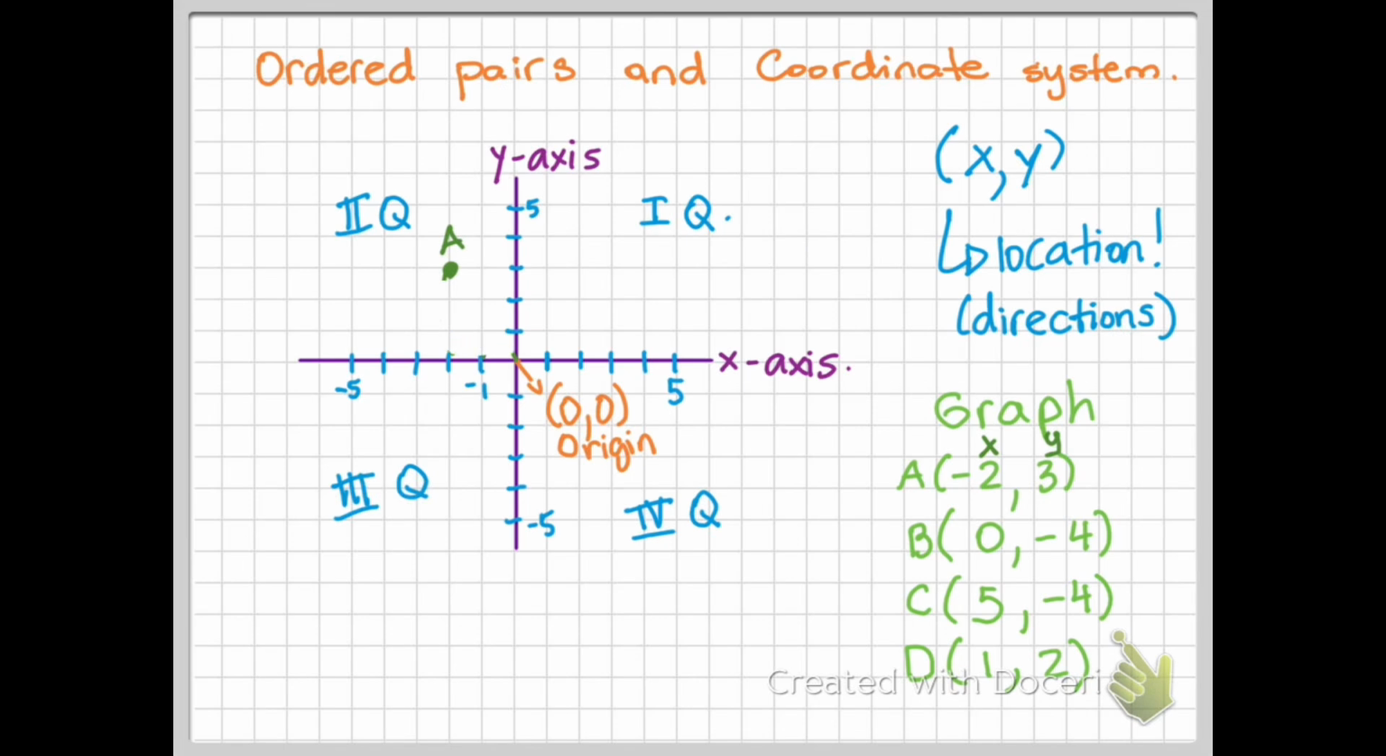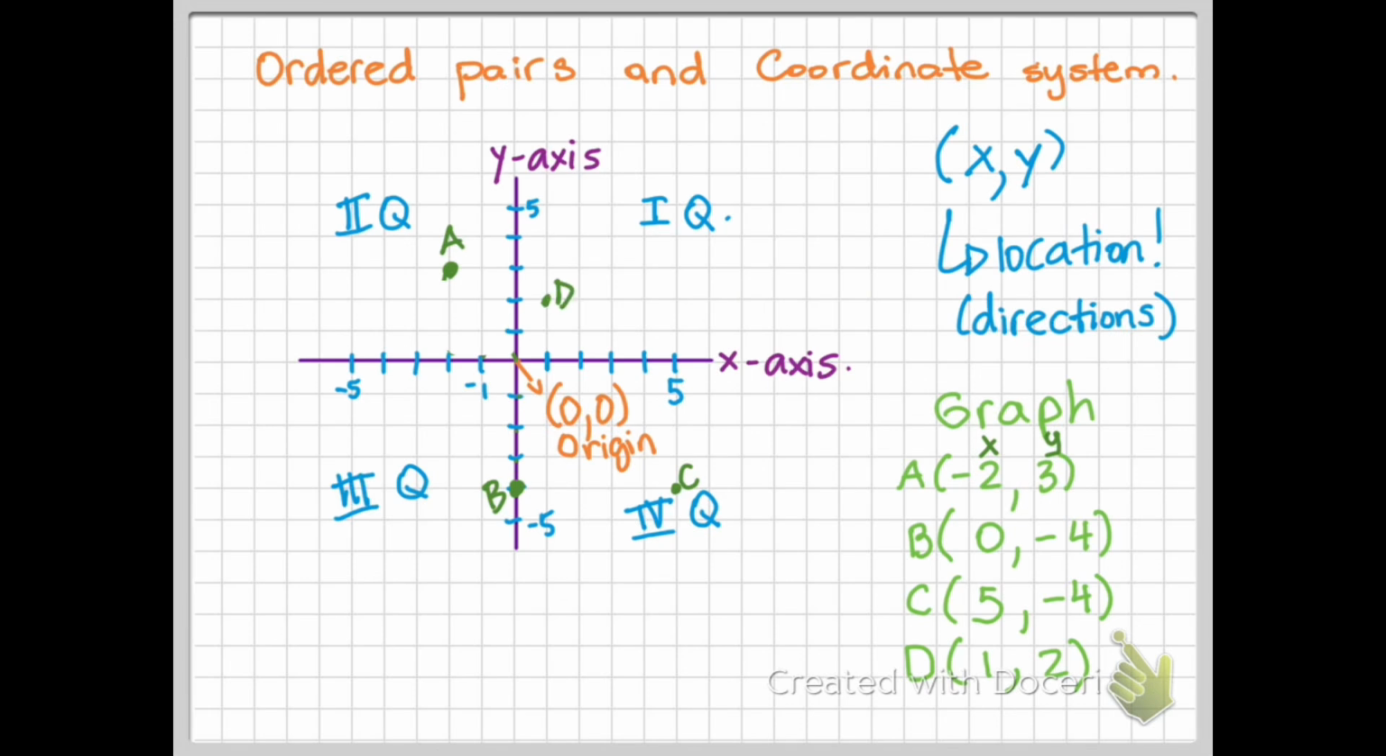The next point is 0, -4. 0 is telling us not to move to the left or to the right, but only go down 4. So 1, 2, 3, 4. B is on the y-axis. You cannot do it on the outside. It has to be on the y-axis. Then we have 5, -4. So again, starting at the origin, we're going to move 5 to the right and then 4 down. So C is going to be here. And finally, D is 1, 2. So we will move 1 to the right and 2 up.